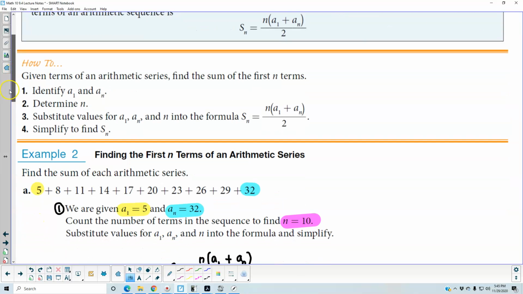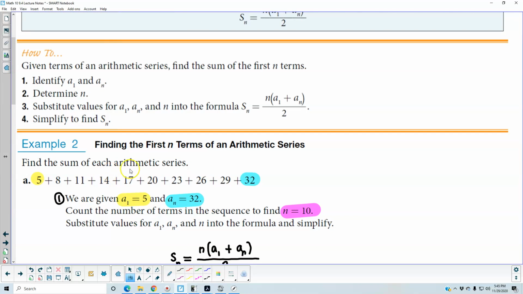So, in part A, we want to find the sum of the arithmetic series. So we have 5 plus 8 all the way to 32. We can see here that 5 is the first term. That is identified as a subscript 1. And then we can see that the nth term is going to be the last term, which is 32. So now we identified a subscript 1 and a subscript n.